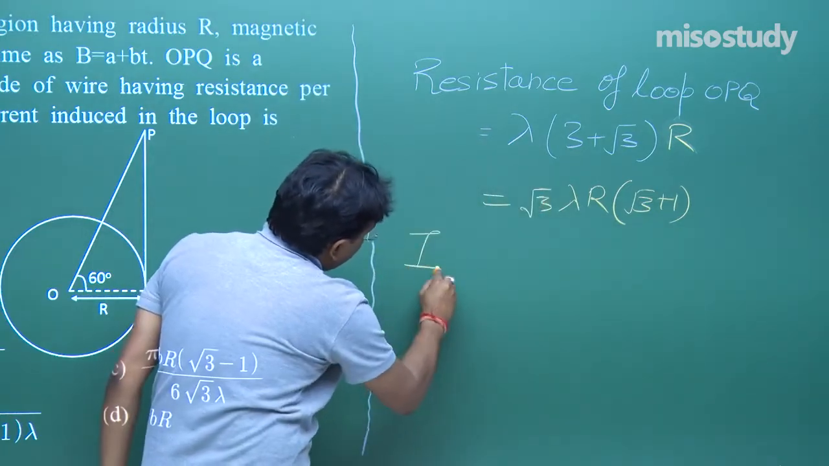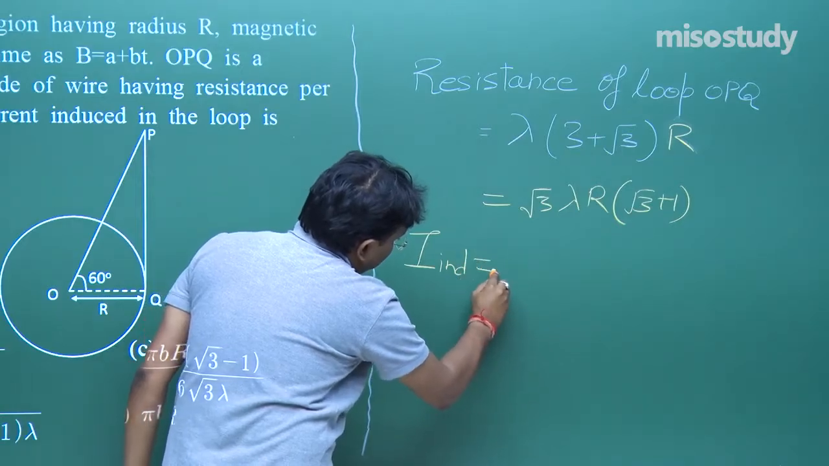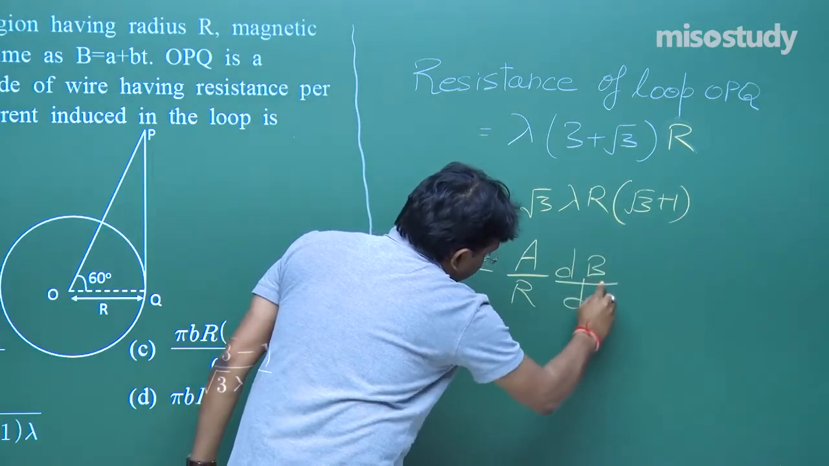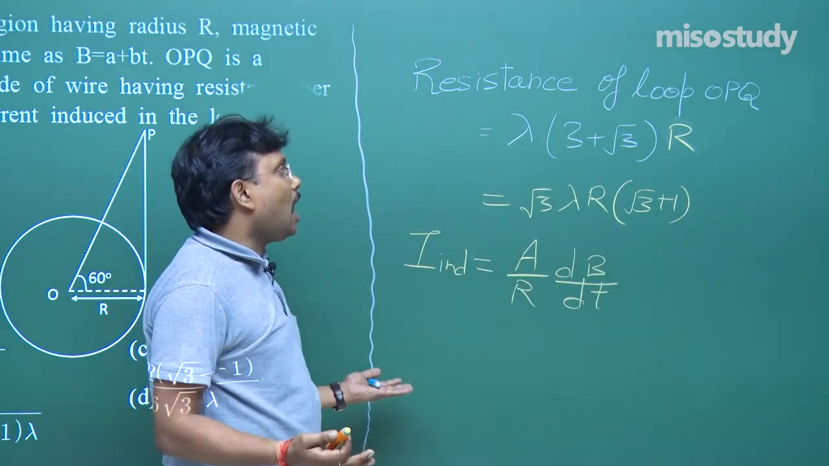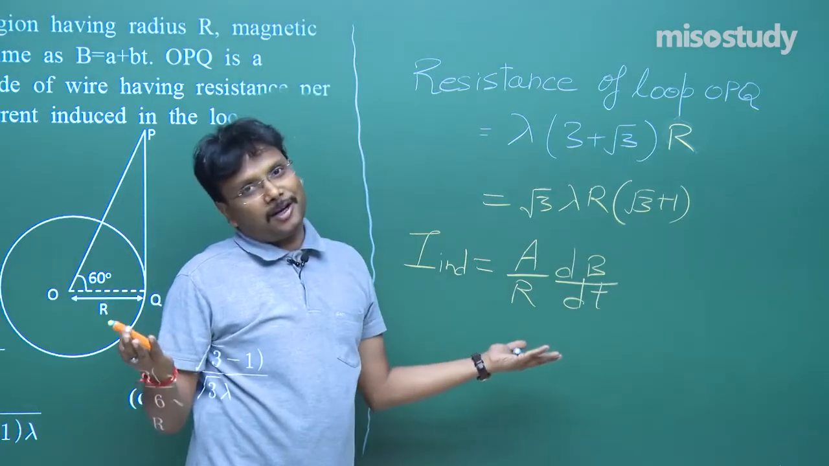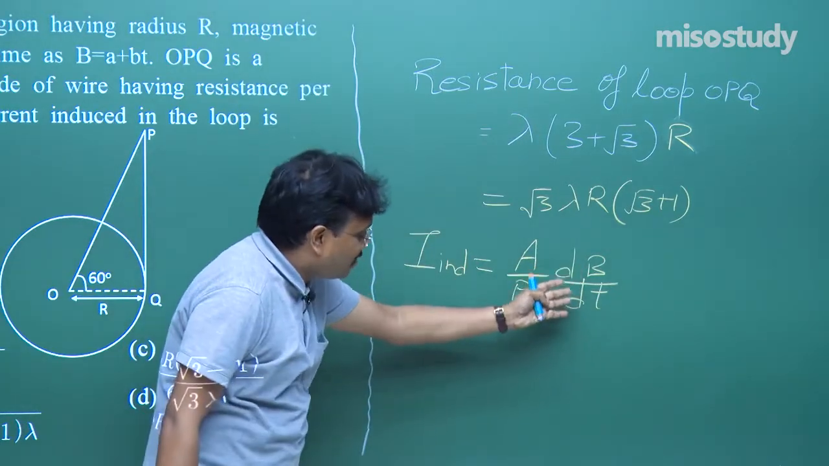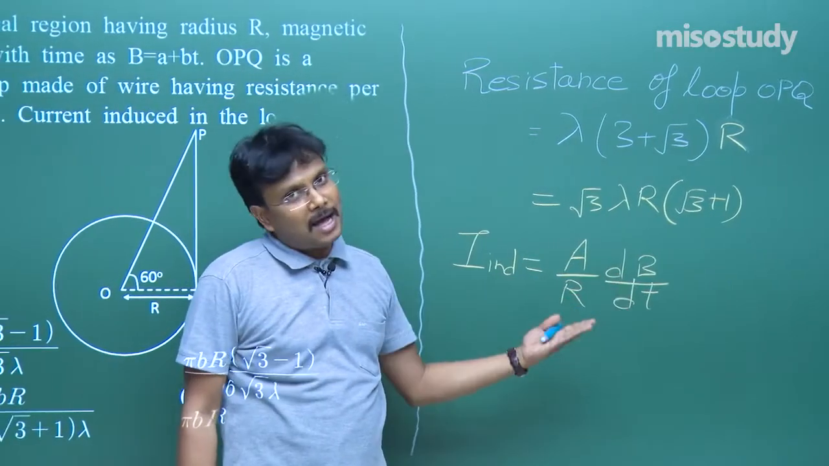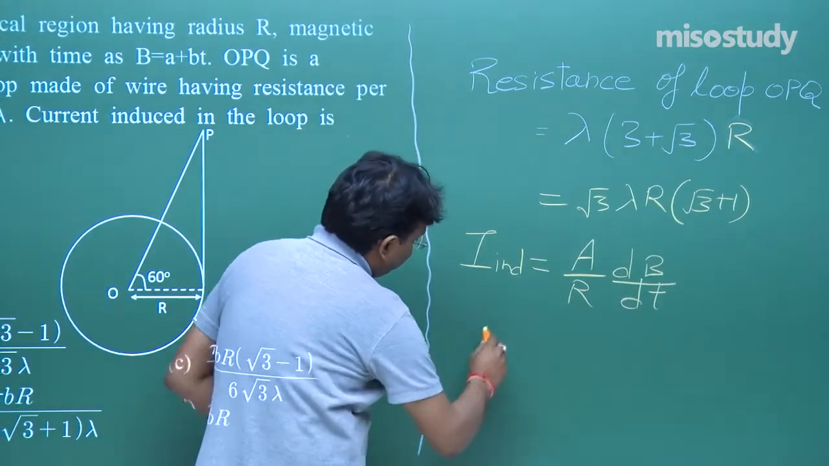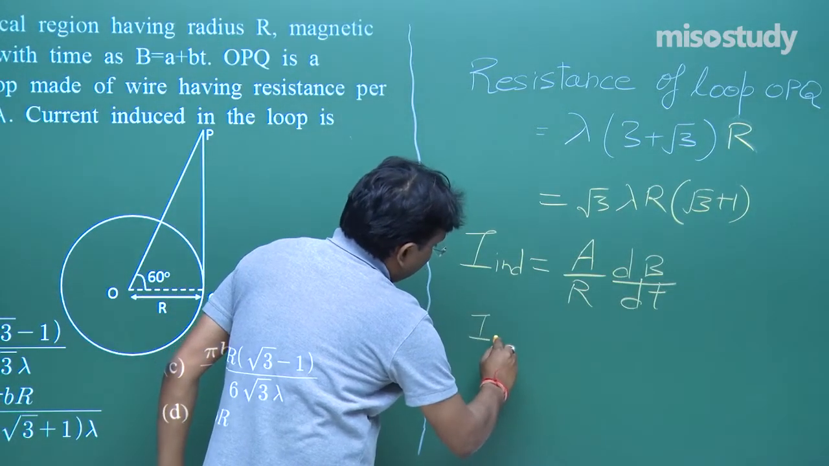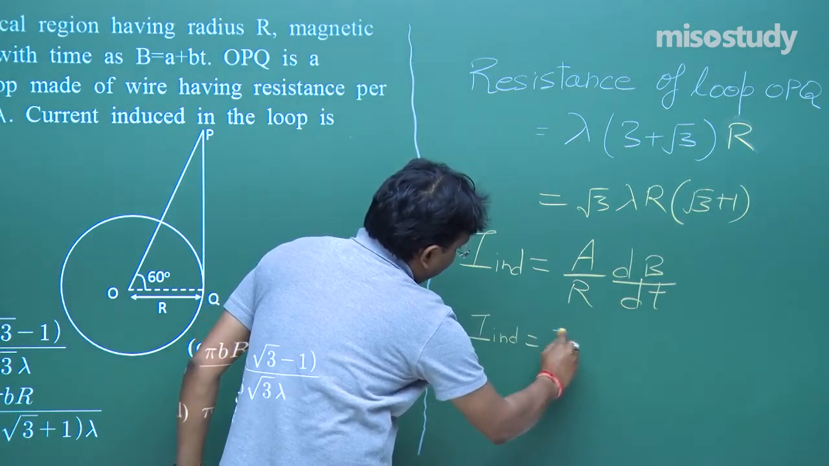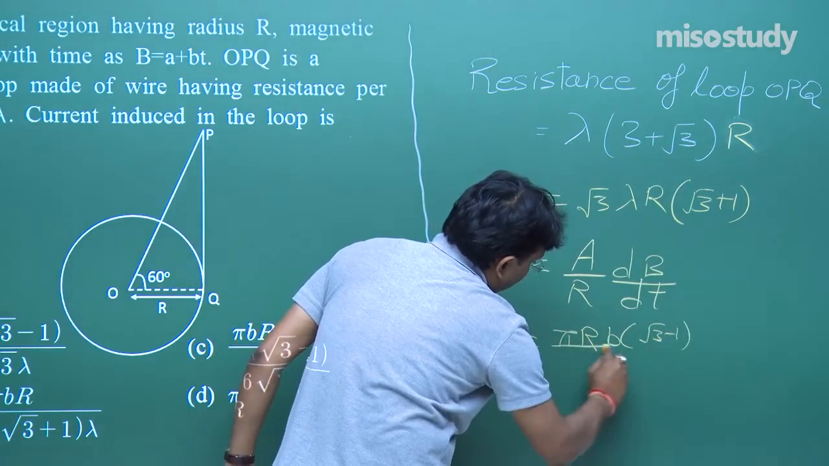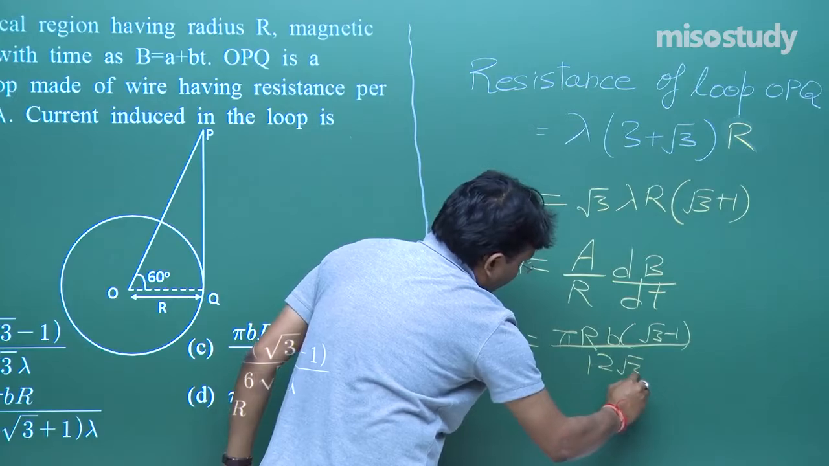Now, I induced is equal to A by R dB by dt. As such, now even my support is not required. I hope after this much you can easily put the values of B, differentiate it, and you will get the resultant as I induced is equal to pi r B root 3 minus 1 upon 12 root 3 into lambda.